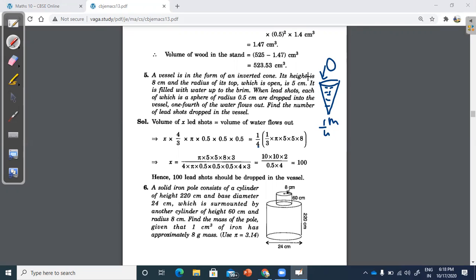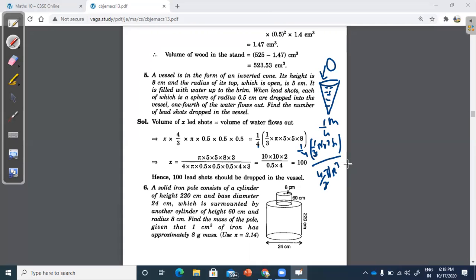And the volume of the sphere is 4/3 pi r cube. So I will find out 4/3 pi r cube. I need not calculate the value of pi, because pi will get cancelled. So when we have 1/4 of 1/3 pi r square h divided by 4/3 pi r cube, this pi is going to get cancelled. The 3 is also going to get cancelled.